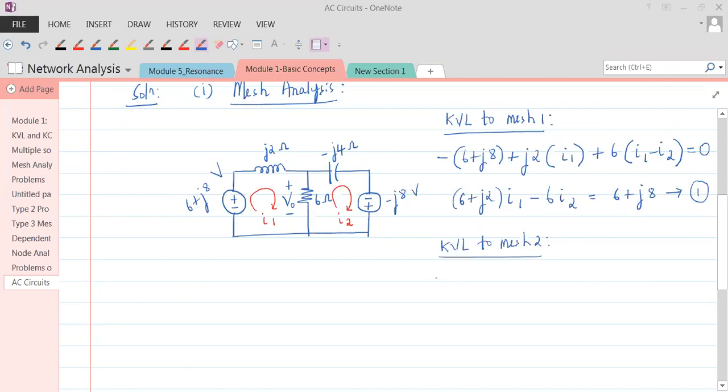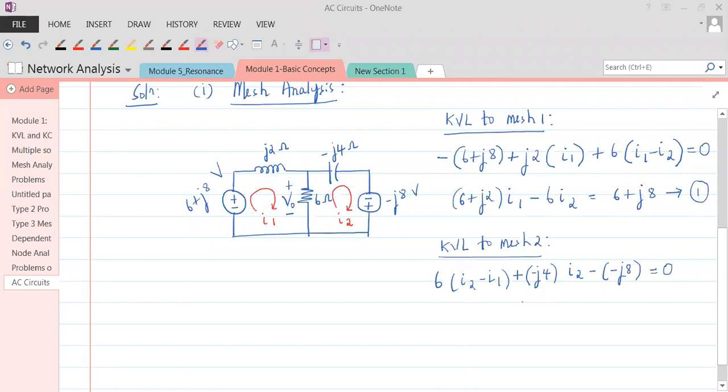Let's start from 6 ohms. So it is 6 into (I2 minus I1). Okay, there is a minus. Since there is a minus, let's write plus and put that minus J4 in the bracket. Minus J4 into I2. Then we have got a minus here, so it is minus of minus J8. So the algebraic sum of all this would give you 0.